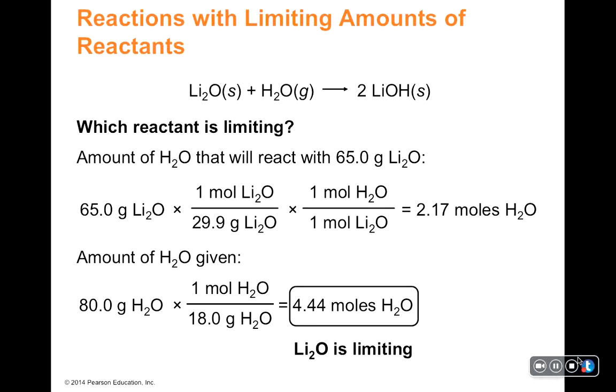So we have 65 grams of lithium oxide. We use the formula mass of lithium oxide to convert that to moles of lithium oxide. That's the first conversion factor that you see there. The grams are on the top in lithium oxide to start, so we want grams of lithium oxide on the bottom in our conversion factor, moles on the top. So at that point you have moles of lithium oxide.